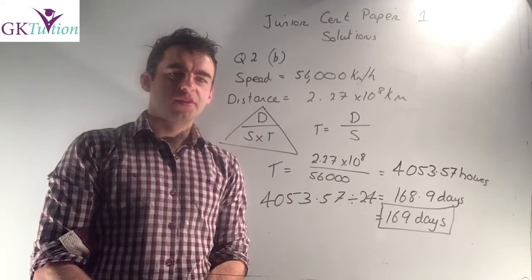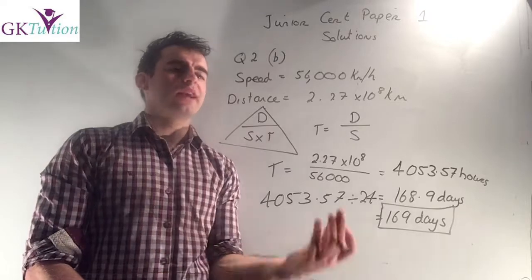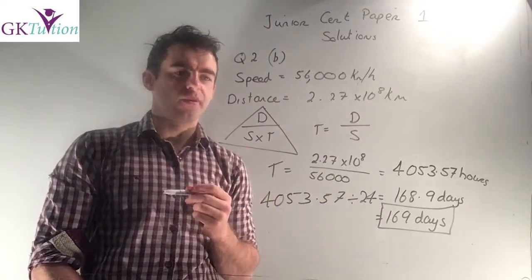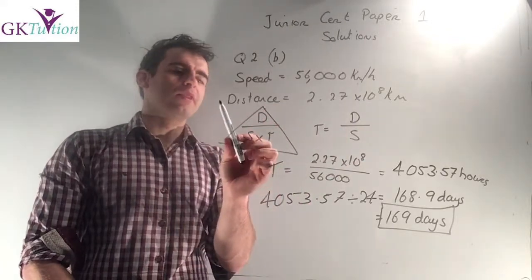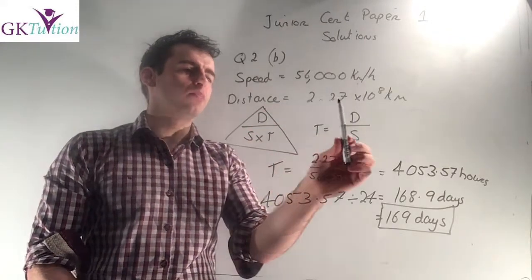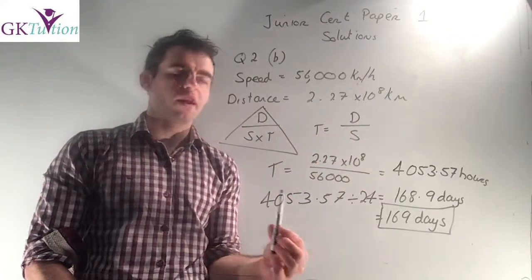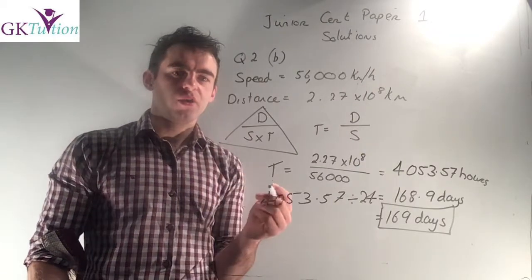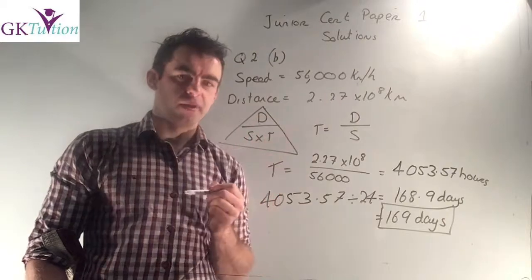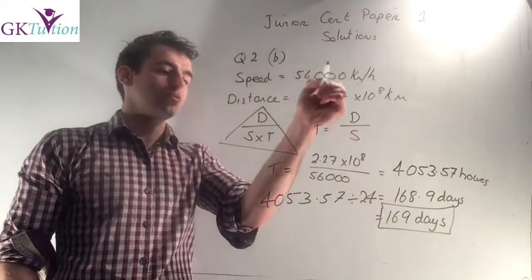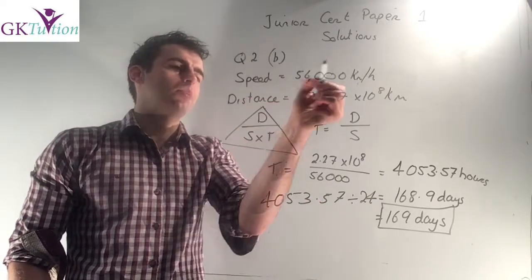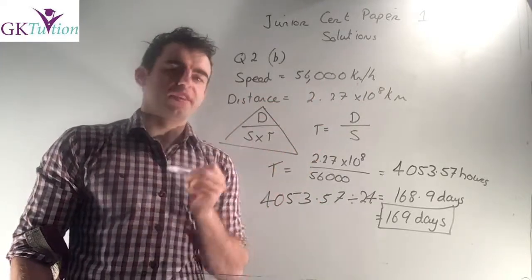Okay, so for question 2, part B, it told me that a spaceship is capable of traveling at 56,000 kilometers per hour. That's the speed. They told me the distance that it needs to travel is 2.27 by 10 to the power of 8 kilometers. And it's asked me to work out how long to the nearest day will it take for the spaceship to travel to Mars. So the first thing you should do, you should write out exactly what I'm writing out here. The first thing you do is you write out your speed equals whatever your distance equals.